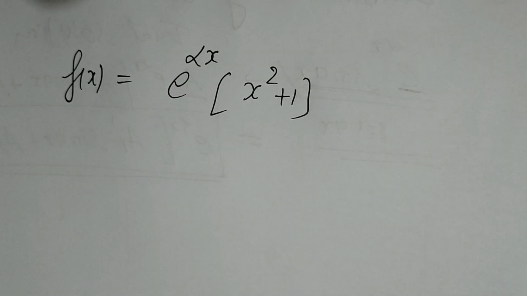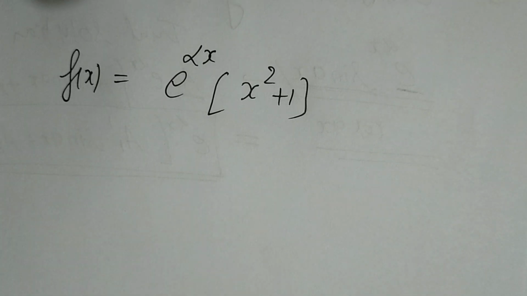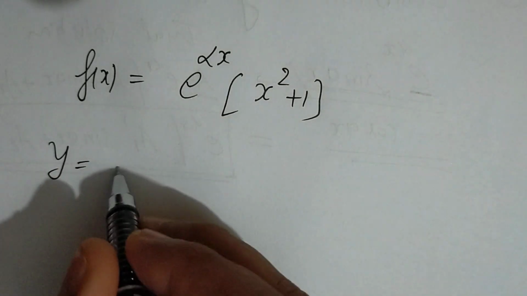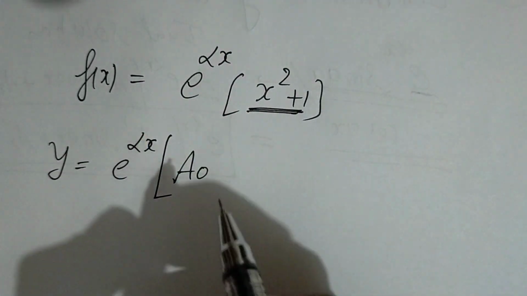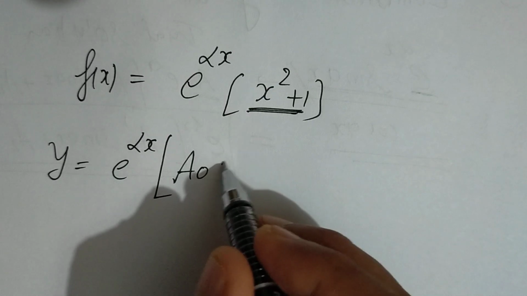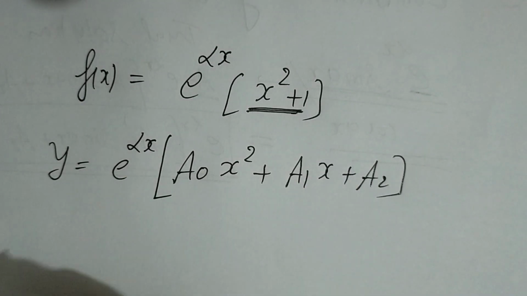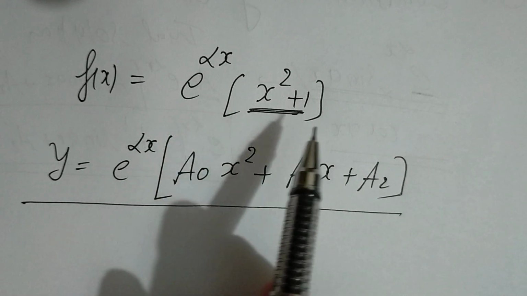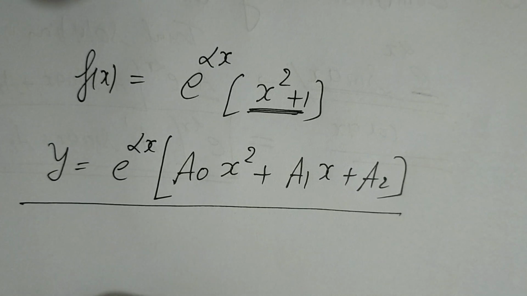If f(x) equal to exponential ax times x square plus 1, it means the combination of exponential and polynomial, then we can have the trial solution y equal to e power alpha x. So we can have general equation of the quadratic, a0 x square plus a1 x plus a2. So this is the trial solution for combination of exponential and polynomial, where a0, a1, a2 are unknown coefficients we need to find out.